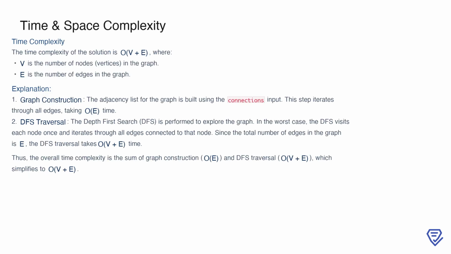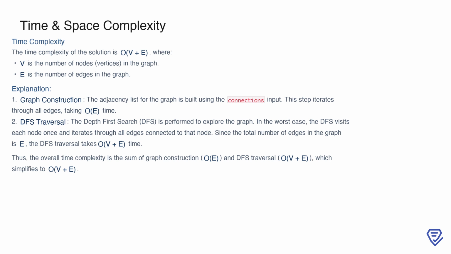The time complexity of this solution is O(V + E), where V represents the number of nodes or vertices in the graph, and E represents the number of edges. Let's break this down step by step. First, we have the graph construction phase. Here, we build the adjacency list from the given connections input. This requires iterating through all the edges in the graph, which takes O(E) time.